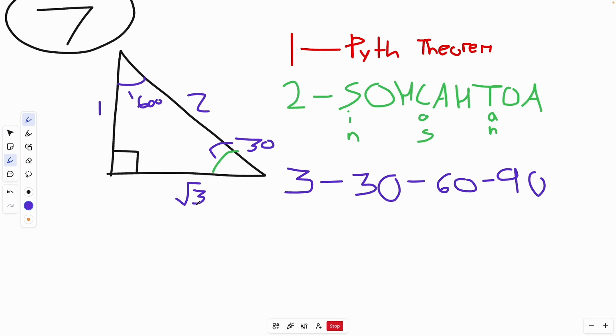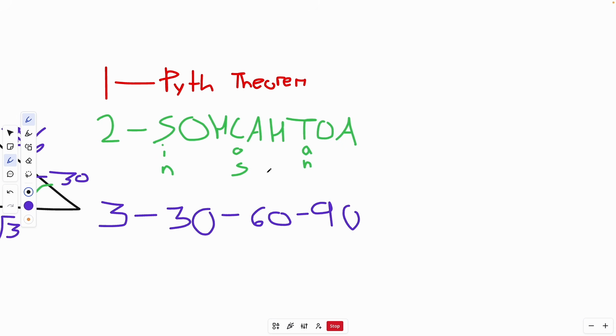If you're given that this side is 3 times square root of 3, then you know that this side has to be 3, and this side has to be 3 times 2, which is 6. With these three tools, you can solve almost any right triangle problem you see on the SAT.